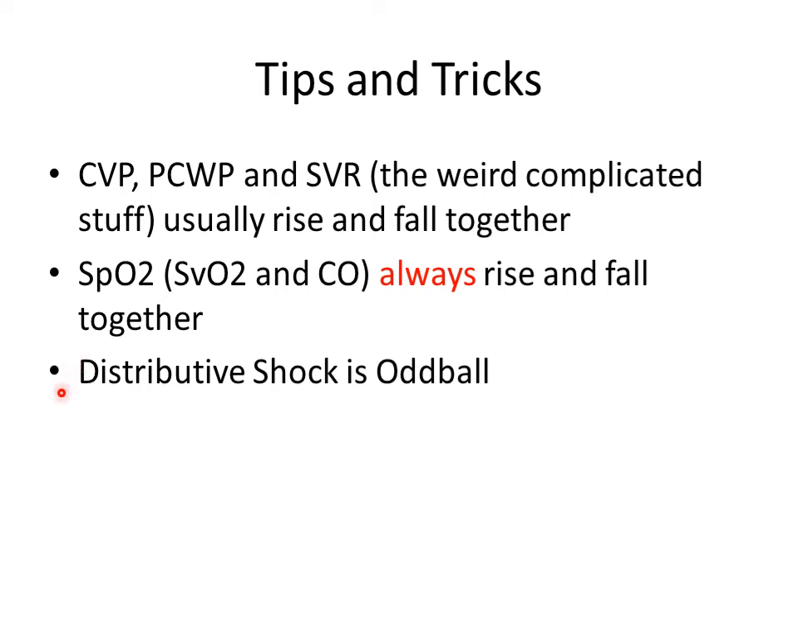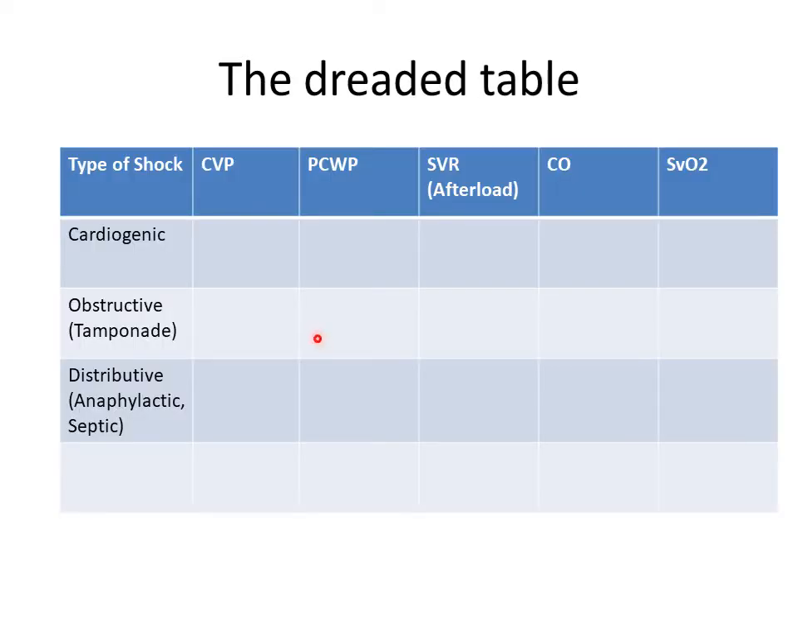So distributive SOC is an oddball. We have to consider it as separate. Distributive SOC, the examples being septic SOC and anaphylactic SOC. Now let's see how the table turns out. Now at first we'll try to answer this. We have to consider cardiogenic SOC as a template of SOC. It is the basic SOC. It is the most basic, the template of SOC.